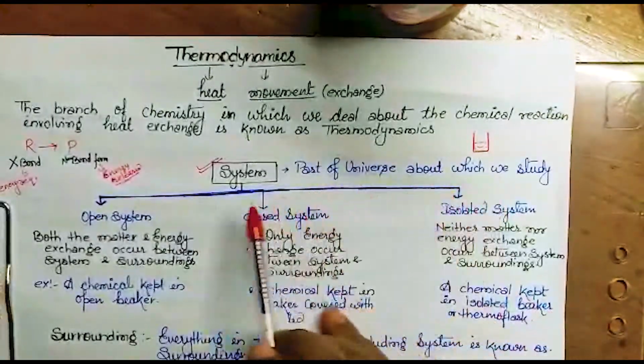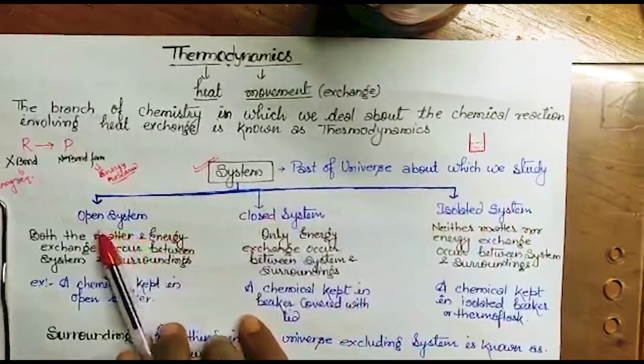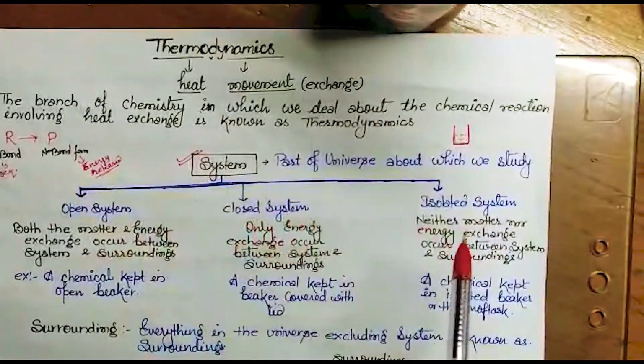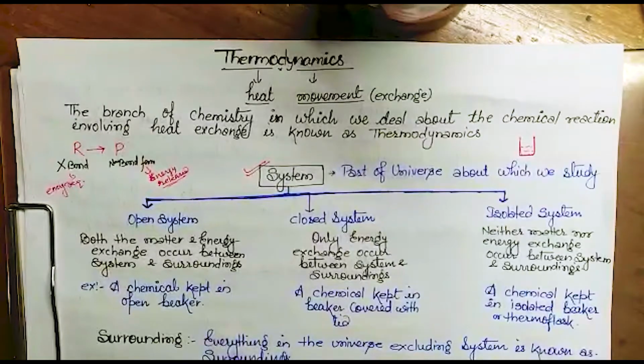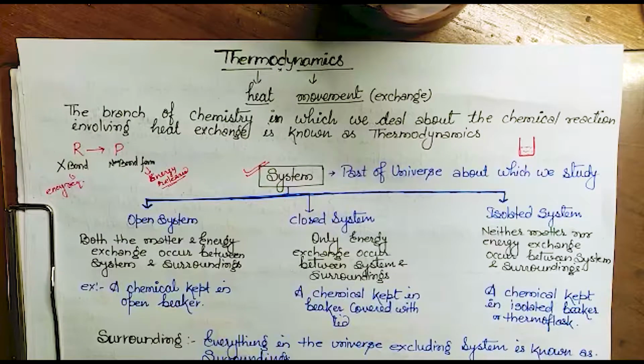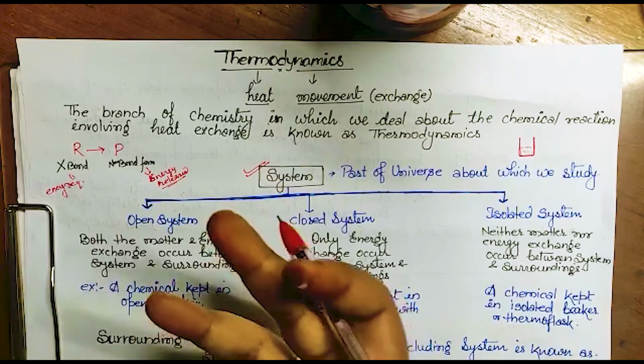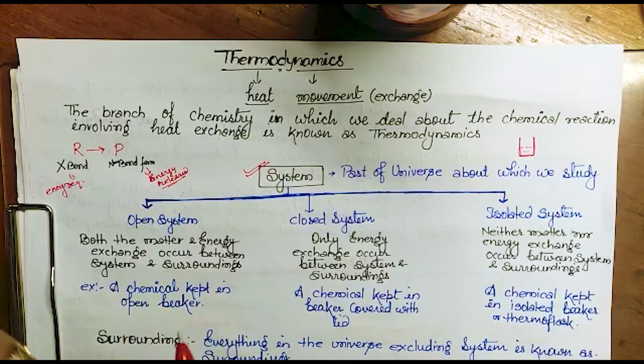There are three types of system: open system, closed system, and isolated system. It's a very simple thing. In an open system, both matter and energy are exchanged. As an example, suppose you are studying and there is a glass of hot milk kept in front of you on your table, and you are so busy in your study that you forgot to drink it. Mama has kept it here, so I have to drink.